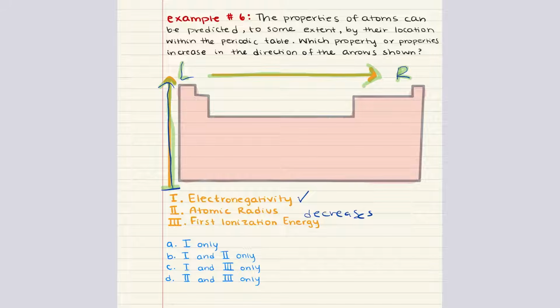Electronegativity does, however. All right, what about ionization energy? First ionization energy is the energy that's required to remove the outermost electron from an atom in the gas phase. And the trends that we went over for ionization energy is, in fact, that it increases going from left to right, and it increases going from bottom to top. So it follows the trends that are shown in the arrows here. So electronegativity and ionization energy are properties that increase in the direction of the arrows that are shown, making the correct answer for 6C. Beautiful.